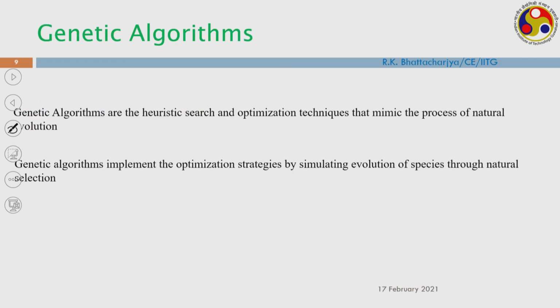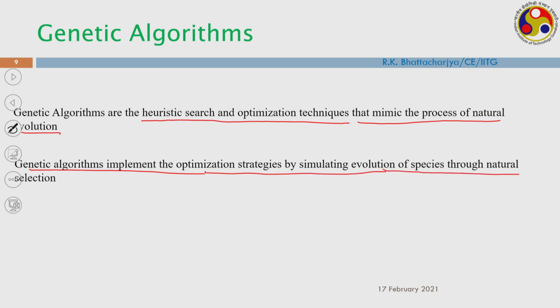Okay. Now, what is a genetic algorithm? Genetic algorithms are heuristic search and optimization techniques that mimic the process of natural evolution. So what we are trying to do here is mimic the process of natural evolution. Genetic algorithms implement optimization strategies by simulating the evolution of species through natural selection.